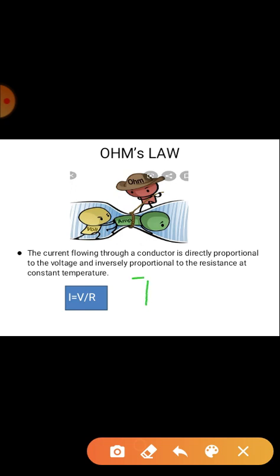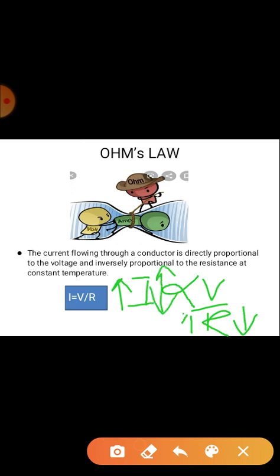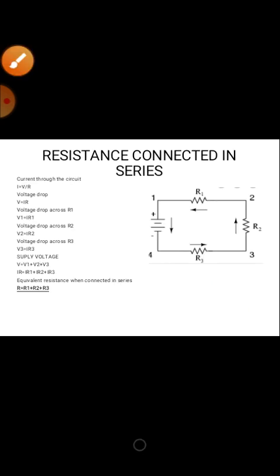If I decrease the voltage, current will decrease. But I is directly proportional to V and inversely proportional to R. If current increases, resistance decreases. If current decreases, resistance increases. So this is inversely proportional. So going to the next concept, resistances connected in series.